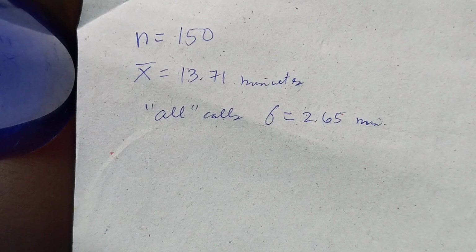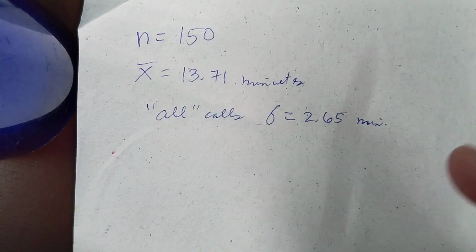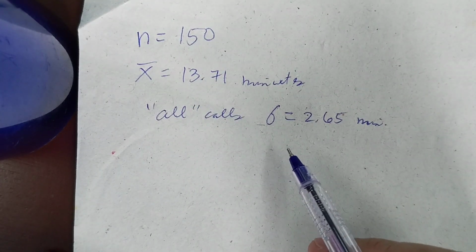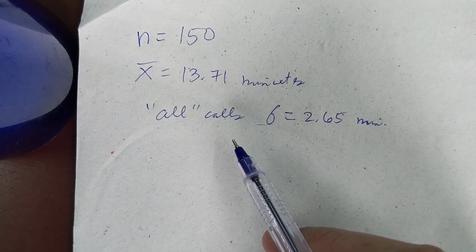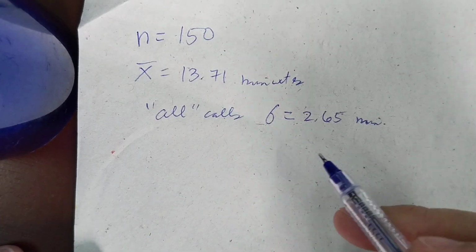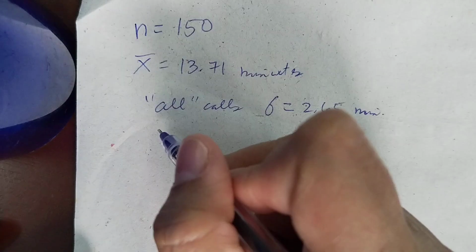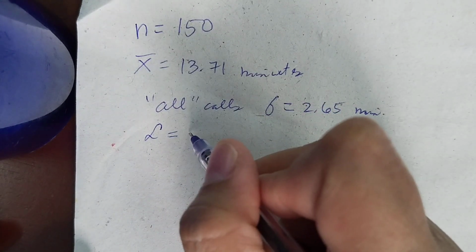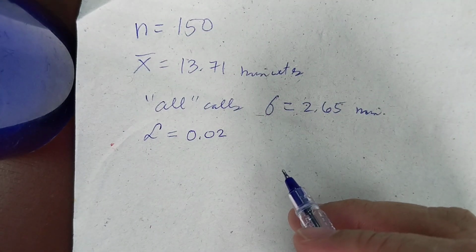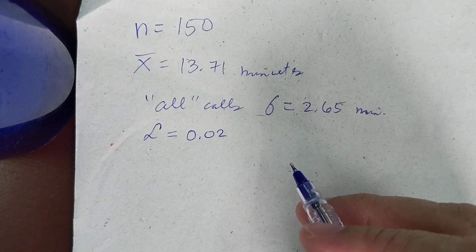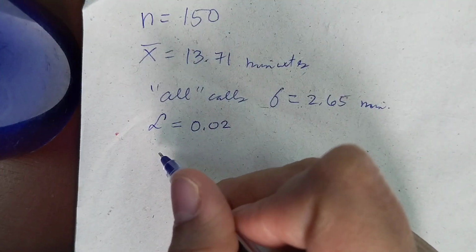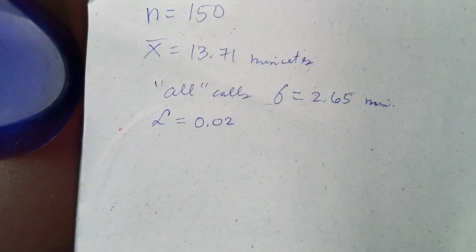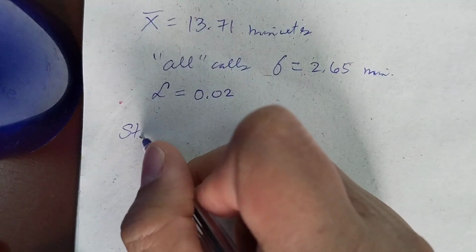Okay, let us identify the given and the problem. Your n is 150. Your x bar is 13.71 minutes. Now, in the problem, it was mentioned that we have the standard deviation of all such calls. So it means it's the population standard deviation, and we are given an alpha of 0.02. Can we conclude that the mean length of all calls, meaning the population mean? So we are actually testing for the population mean. Okay, let's start with step 1.